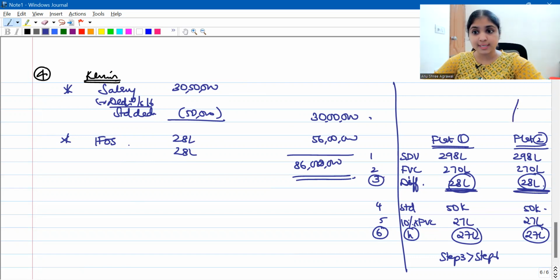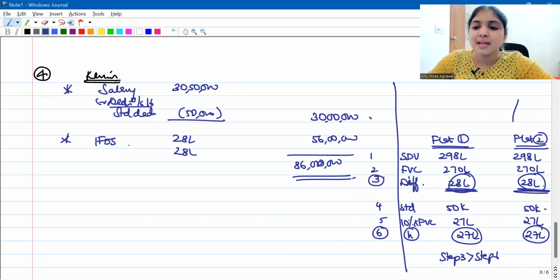Immovable property, inadequate consideration. Each property, I'll do a separate calculation. So step 1, SDV. Step 2, full value consideration. Step 3, difference. Step 4, standard, which is always 50,000. Step 6 is the standard 50,000 or 10% of the full value consideration number, whichever is higher. If step 3 is more than step 6, then step 3 will be fully taxable. 28 lakh is more than 27 lakh, so 28 lakh is fully taxable. If step 3 is less than step 6, then nothing is taxable.